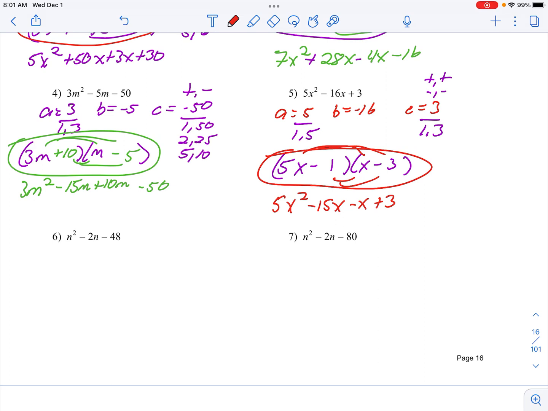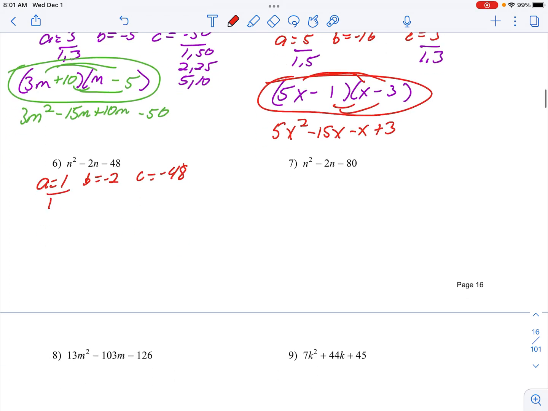Number 6, nothing changes. The A, the coefficient of the quadratic is 1, B is negative 2, C is negative 48. Factors of 1, 1 and 1. Factors of 48 have quite a few. Take it from my years and years of doing it, list out your possibilities. The 5 seconds that it took to list out your possibilities makes it a lot easier than trying to keep track of that in your head.